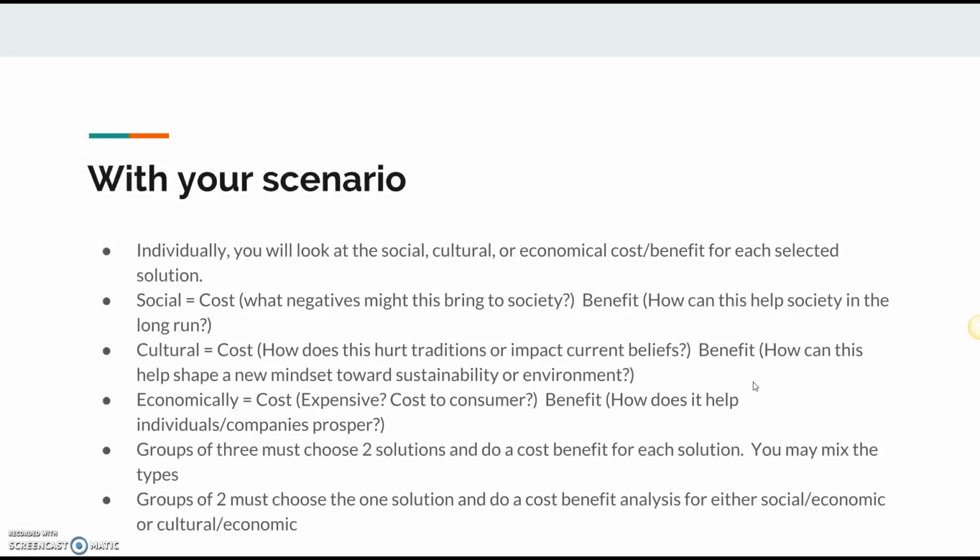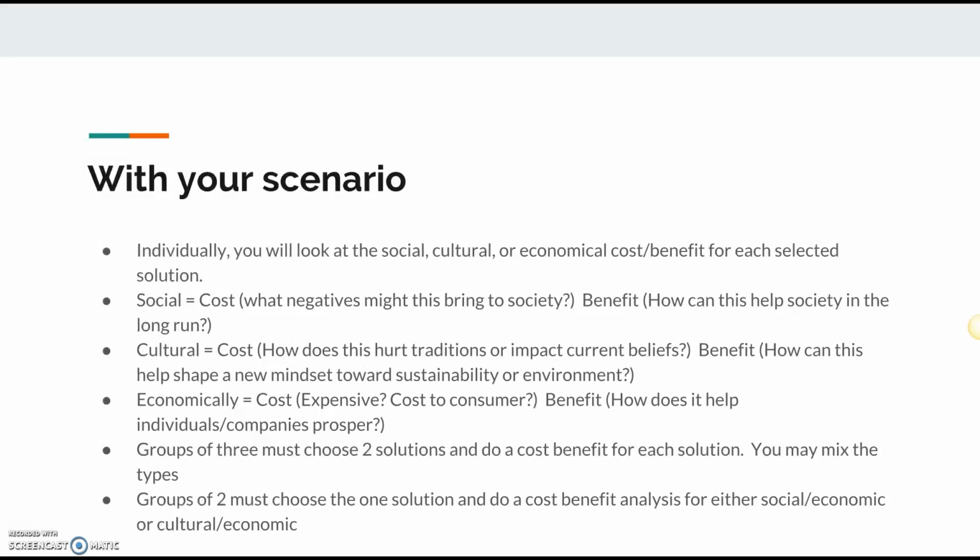In our cultural views, if we're looking at a negative or a cost, think about things like how does it hurt traditions or impact current beliefs, or the way we run politics. Those are all cultural things that we as Americans have, like how this may change our view of how we do something. So that would be a cultural negative. The cultural benefit would be the opposite. How would it make it better?